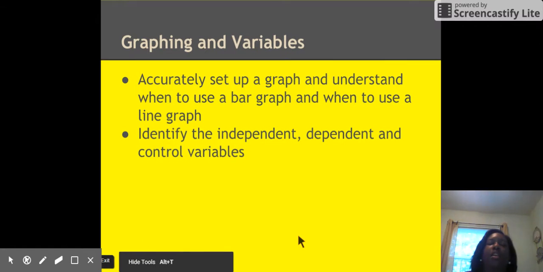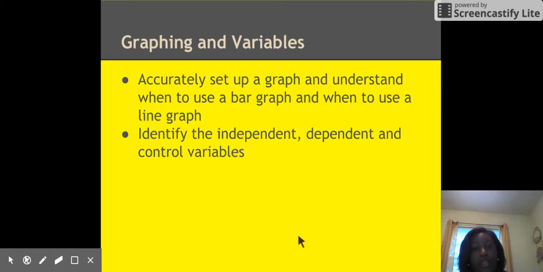Hey, it's Miss Robinson. Today we're going to be working with graphing and variables. You're going to be able to accurately set up a graph and understand when to use a bar graph and when to use a line graph. And then also you're going to be able to identify what an independent variable is, a dependent variable, and a controlled variable. Remember, you're taking notes in your interactive notebook, the spiral bound notebook.